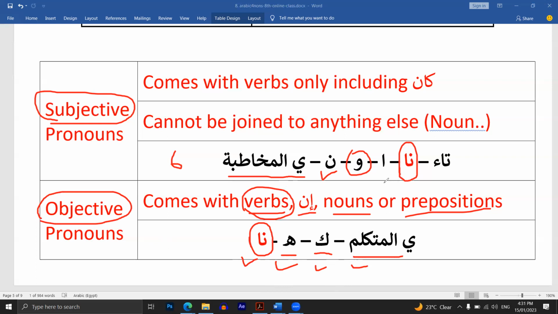We have only one clash here, نا, because نا can be joined to a verb, to inna, to a noun, or to a preposition. This is a multitask pronoun. But how can we differentiate? If I have a verb and I see na connected to this verb, how can I decide whether it's the subject or the object? If we see ta, for example, automatically it will be the subject. If we see ka, automatically it will be the object. But what about na? It can be subject, it can be object. Only the context of the sentence will determine which one it will be.